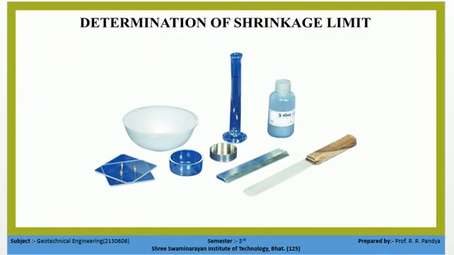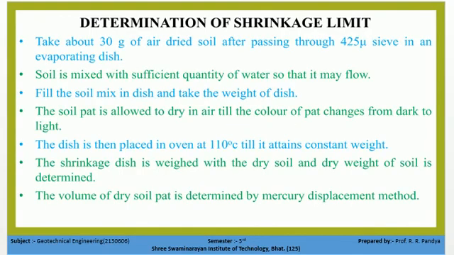Now let's determine the shrinkage limit of the soil. To determine the shrinkage limit, you require this type of equipment, which you can see in the video. First of all, we take 30 grams of air dried soil after passing it through a 425 micron sieve.